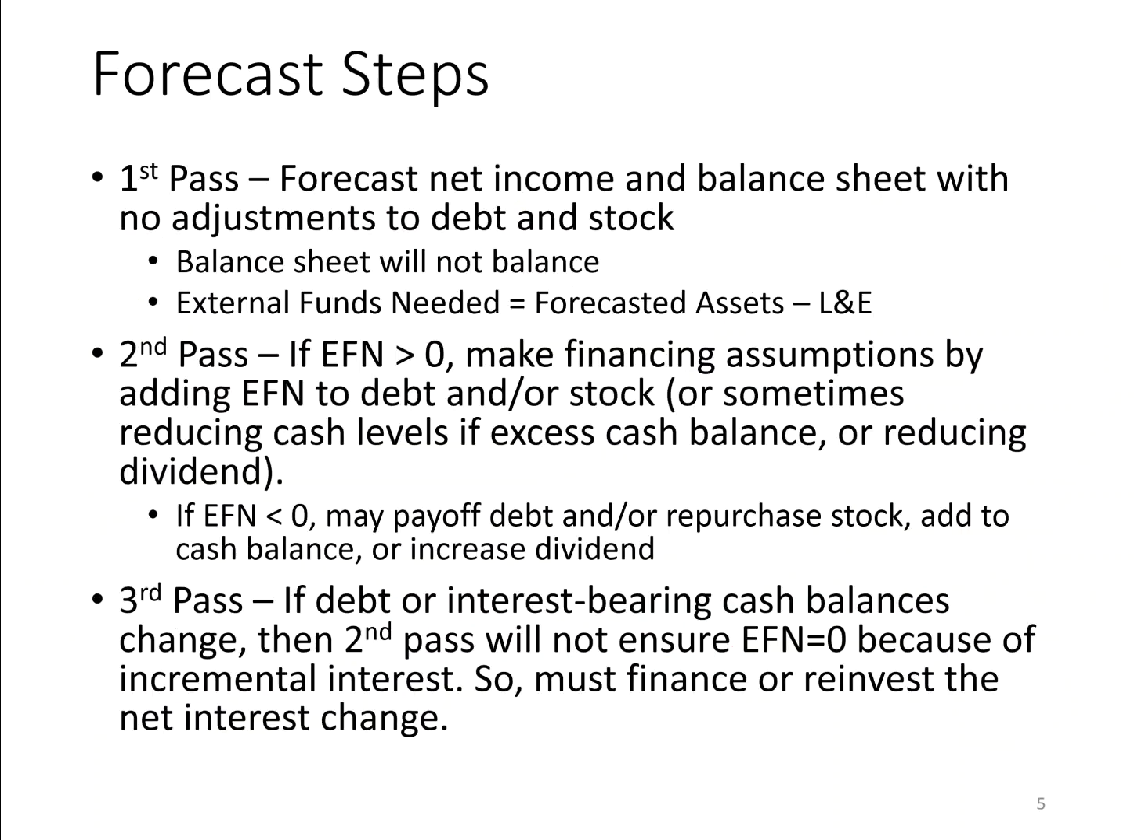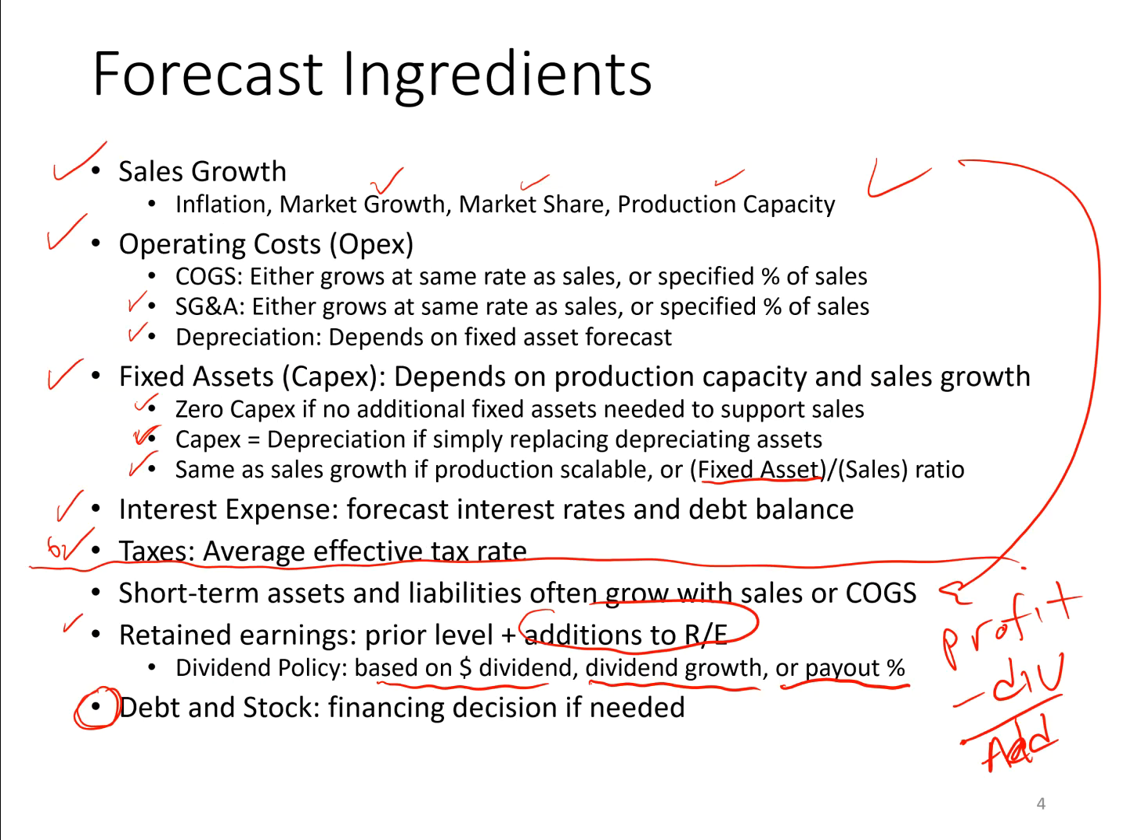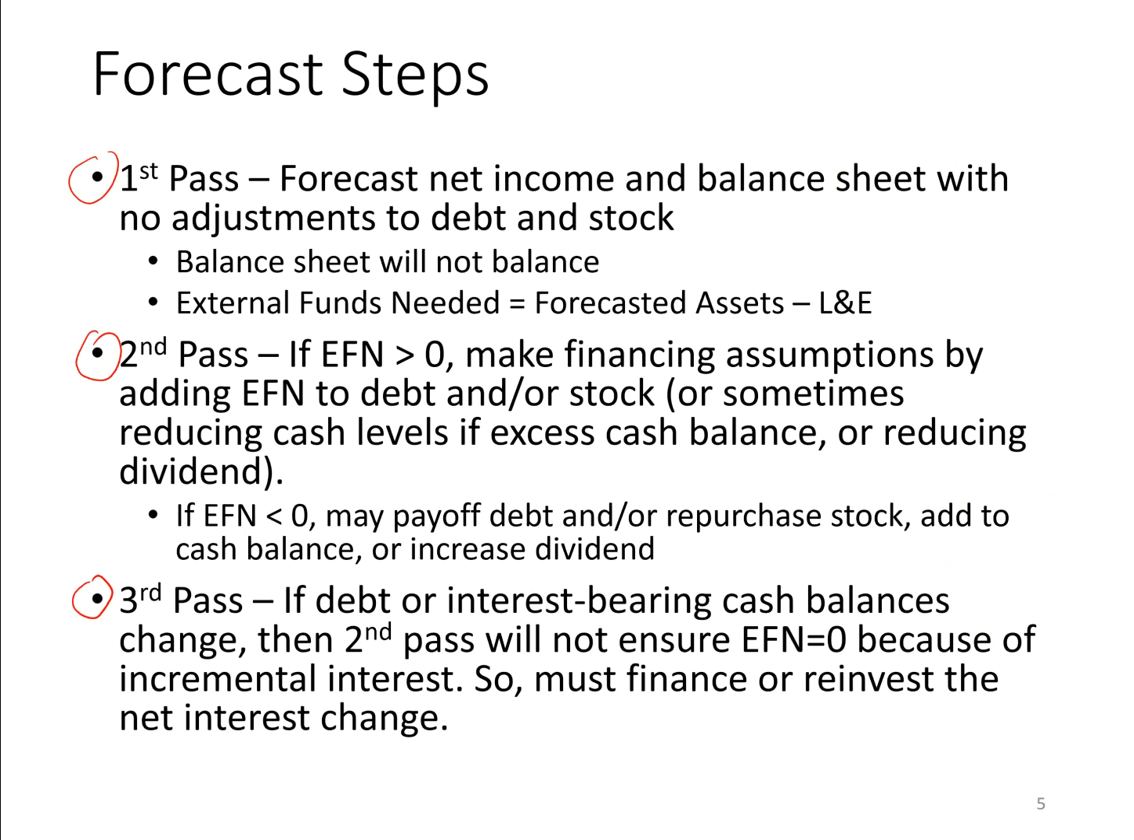So when you do your pro forma financial statement, your forecast of the future, you're going to do it in 3 phases: the first pass, the second pass, and the third pass. Most of the work is done in the first pass. In the first pass, you're going to do what we talked about here. You're going to forecast your sales and your costs and all that stuff. But you're not going to mess around with debt and stock at this point. You're going to just keep debt and stock constant: no new debt, not paying off debt, not issuing more debt, not buying back stock or issuing more stock.